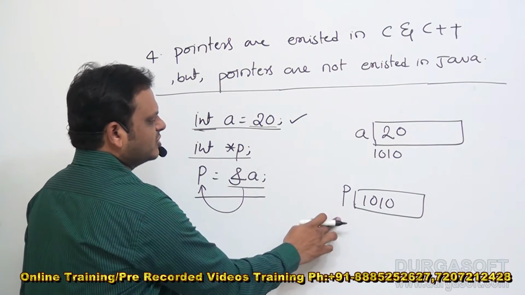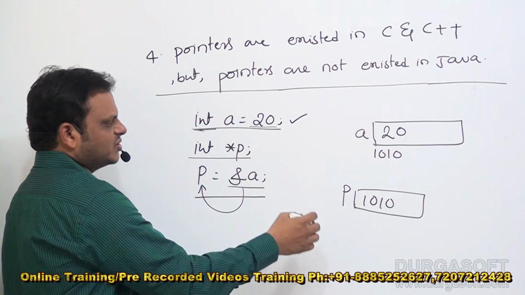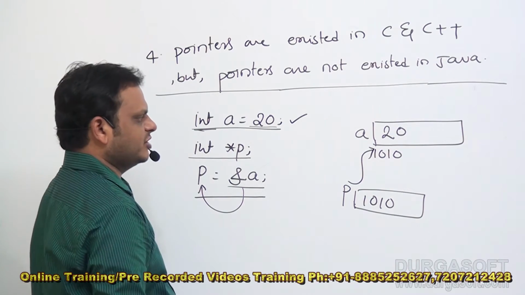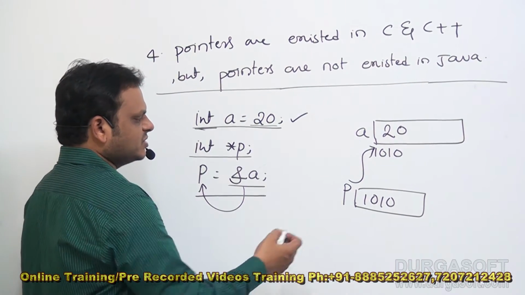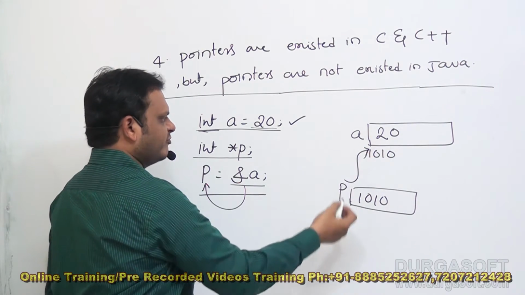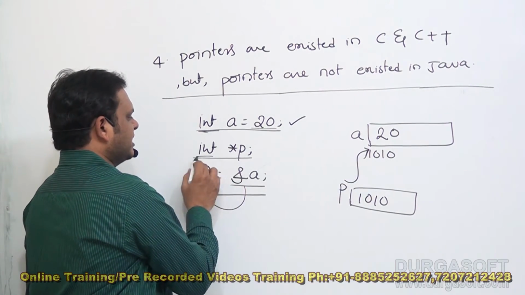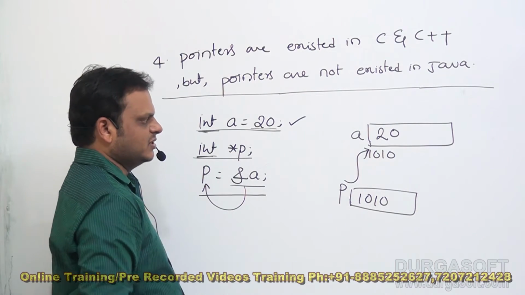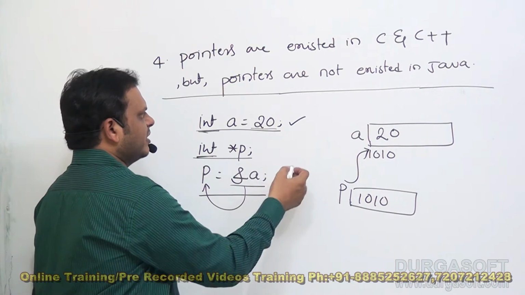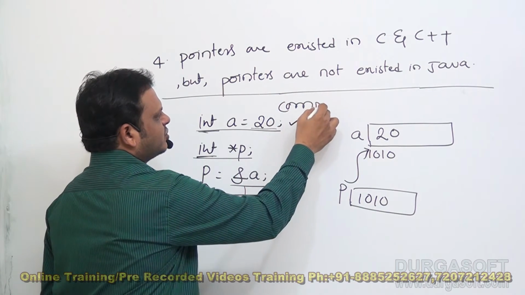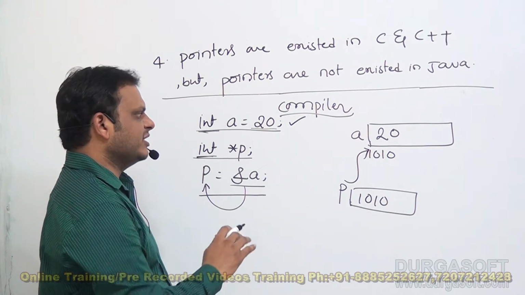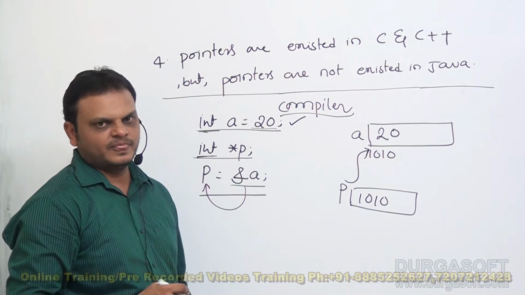After storing 1010 in p, we can understand that the p variable is referring to this block of memory, a = 20 at 1010. This is exactly a pointer variable referring to a block of memory which contains integer data, as per the int *p declaration. This total thing is performed by the compiler. That is exactly the meaning of a pointer variable, plainly.